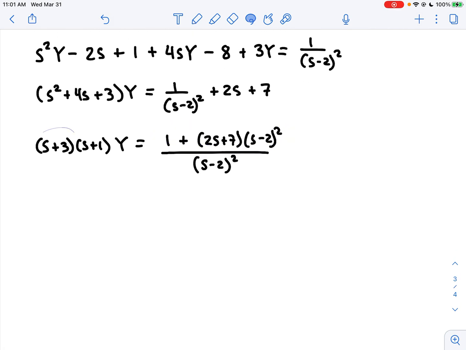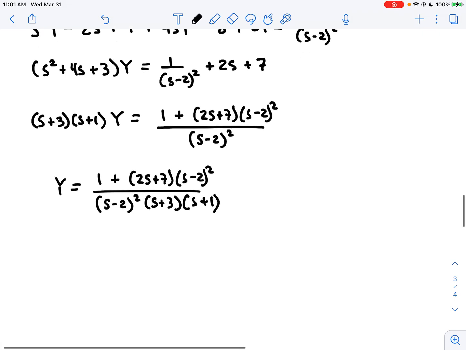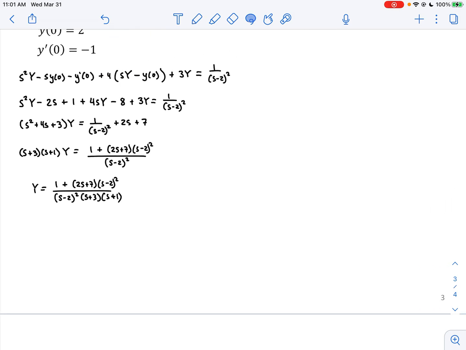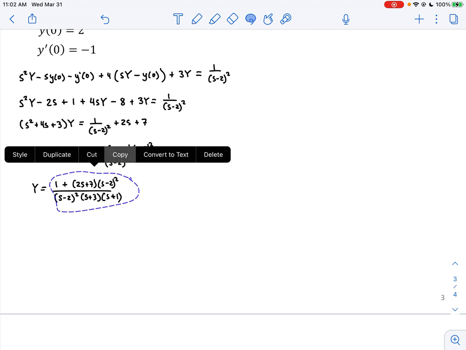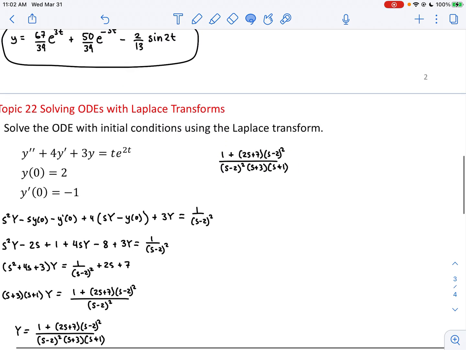And the final step, of course, is now to divide these 2 terms down to the other side to get capital Y isolated. So let's just copy this. Move this over a little bit and join that denominator with an s plus 3 and an s plus 1. All right, so here is the fraction that we want to do a decomposition of. Copy that, paste it up here, and let's set up the decomposition.